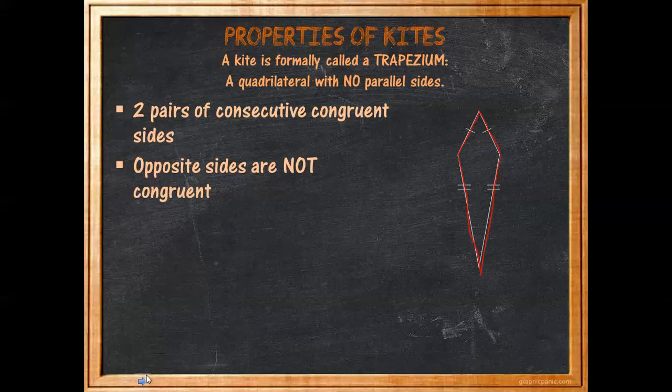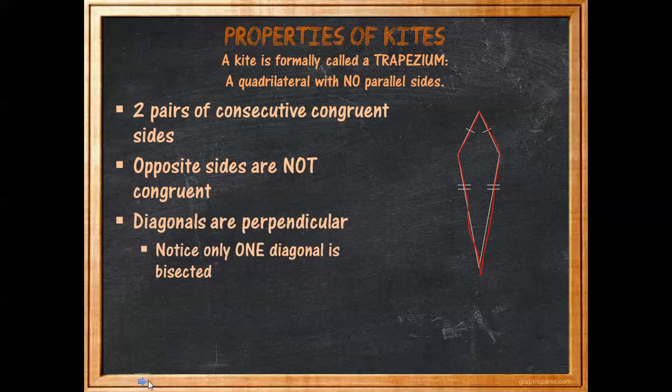Opposite sides are not congruent. The diagonals are perpendicular to each other. That means they create a 90-degree angle. And notice that only one diagonal is bisected. So in this one right here, see how this one is the only one that's cut in half. This one is not cut in half.